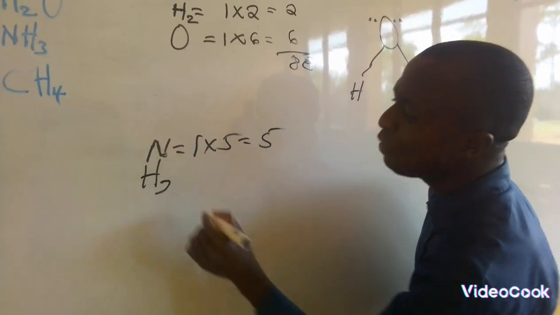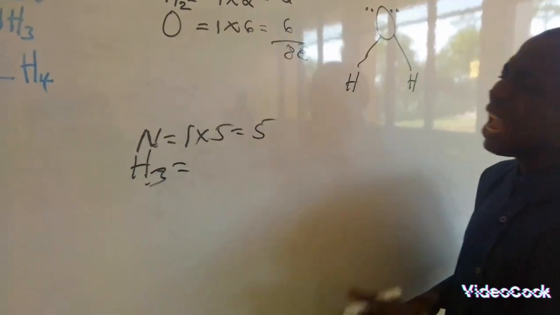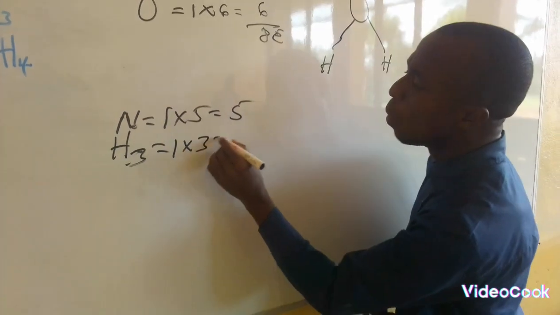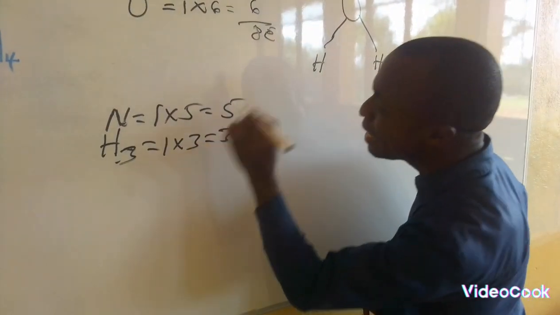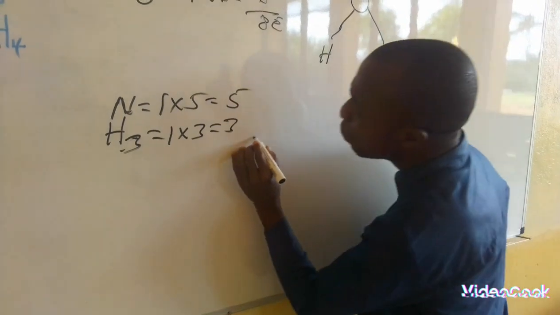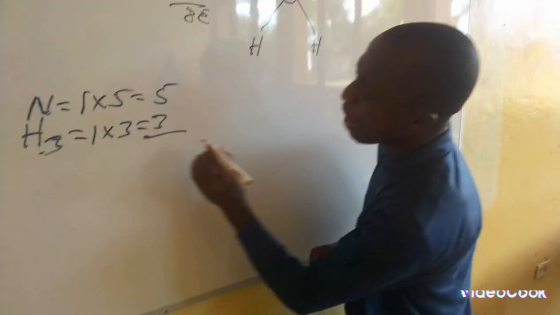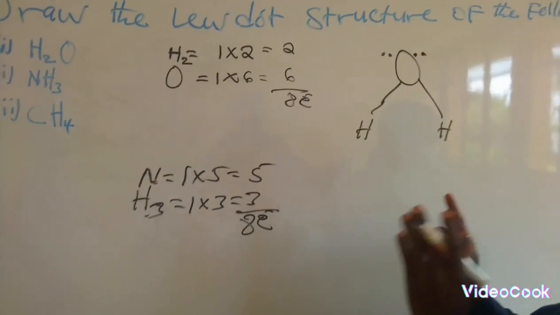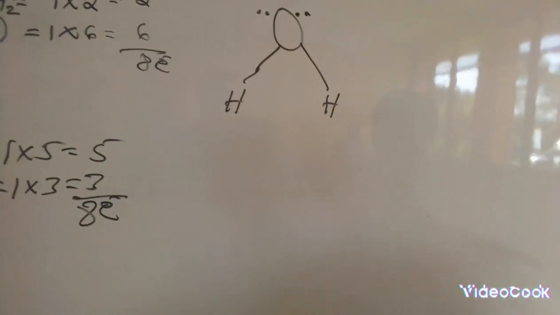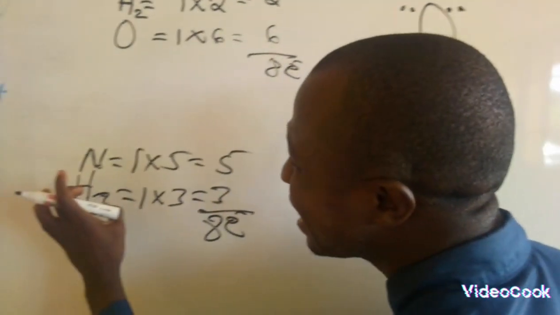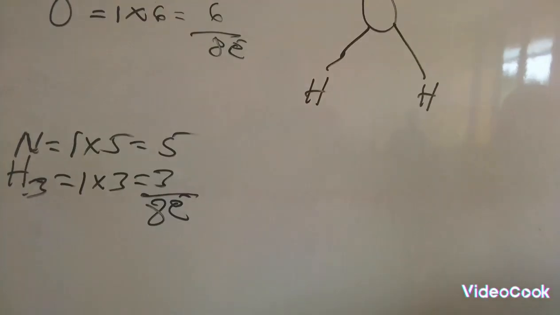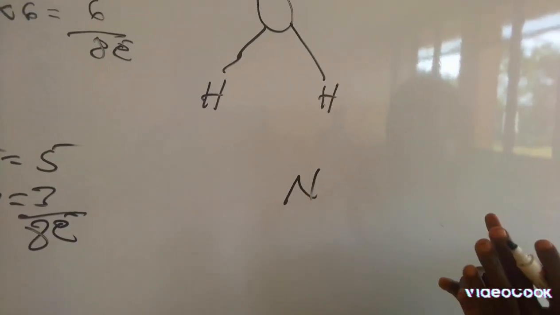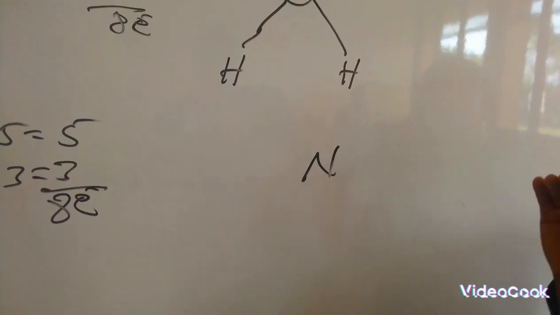There are 3 hydrogen atoms in this particular compound, and the valence electron of hydrogen is 1. We are saying 1 times 3, which gives 3 electrons. So altogether the valence electrons in ammonia are 8 electrons. We are going to use the 8 electrons to draw the Lewis structure of ammonia. Hydrogen cannot go as the central atom, so we are using nitrogen as the central atom. Then we distribute the various electrons in the compound.